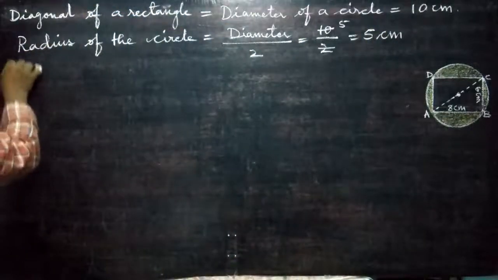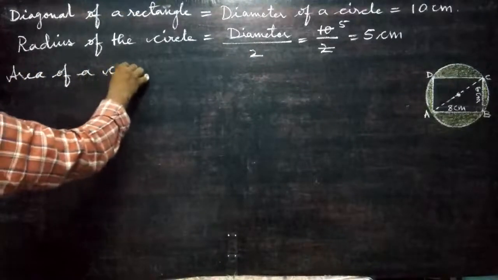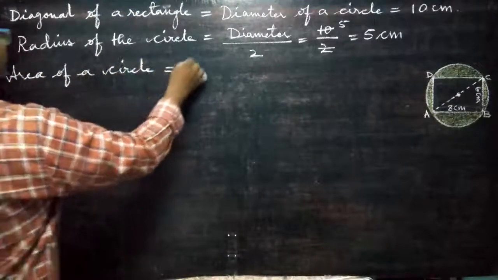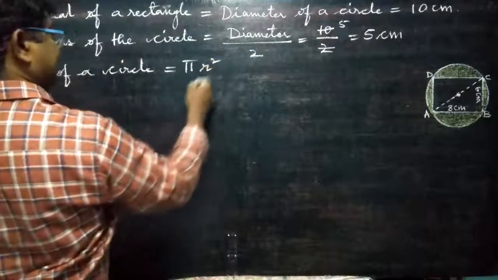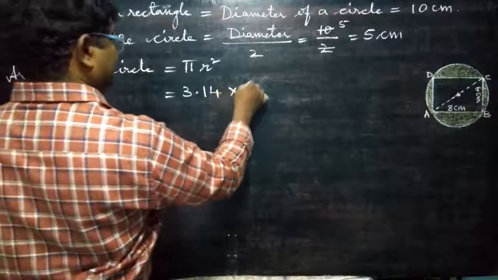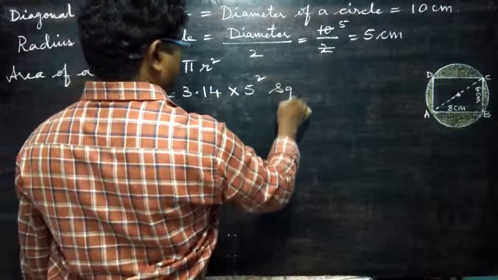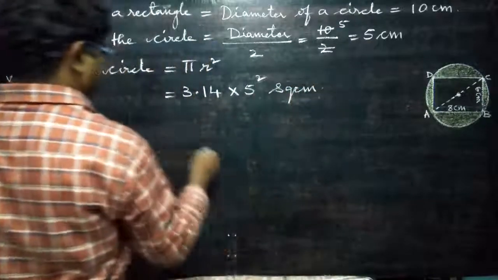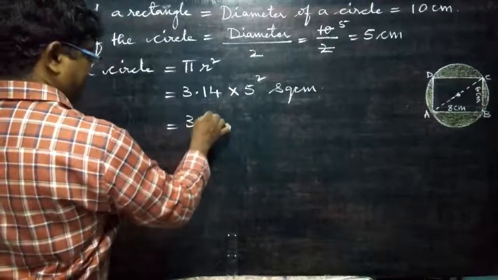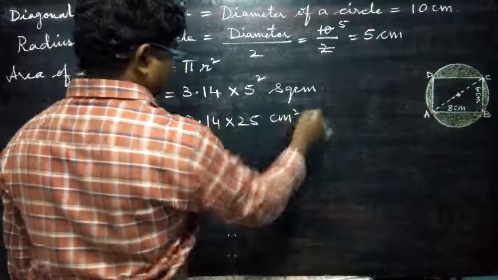Now find area of a circle. Area of a circle is equal to pi r square. They told pi as 3.14 into 5 square centimeters or centimeter square. 3.14 into 25 centimeter square.